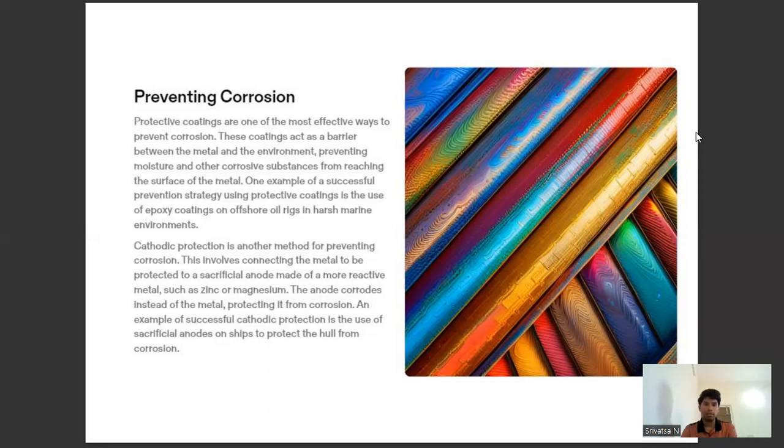Cathodic protection is another method of preventing corrosion. This involves connecting the metal to be protected to a sacrificial anode made of more reactive metals such as zinc or magnesium. The anode corrodes instead of the metal, protecting it from corrosion. An example of successful cathodic protection is the use of sacrificial anodes on ships to protect the hull from corrosion.